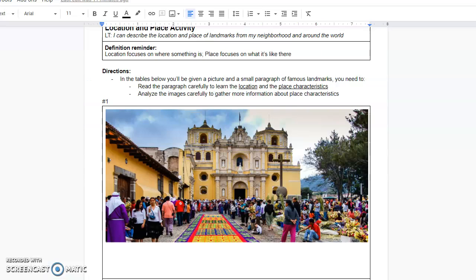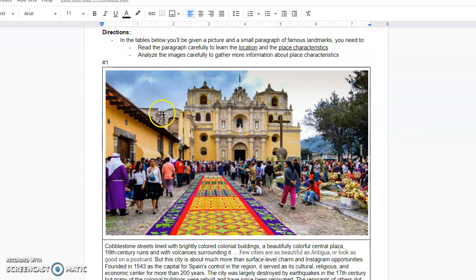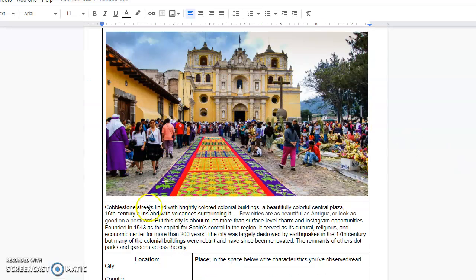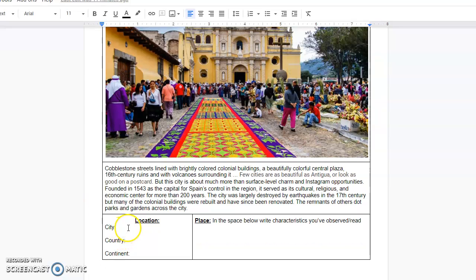And what you are doing is you're taking a careful look at the picture, and then you are reading the paragraph carefully. You might not need to understand every single thing in the paragraph, but you're looking to understand and looking for the city, country, and then it will not tell you the continent. So once you find these two, you're going to have to Google that really quick to figure out which continent it is on.